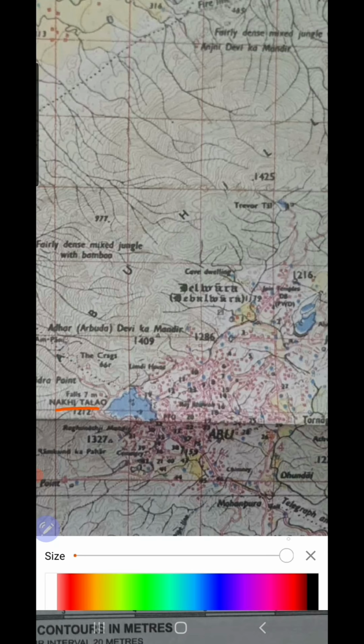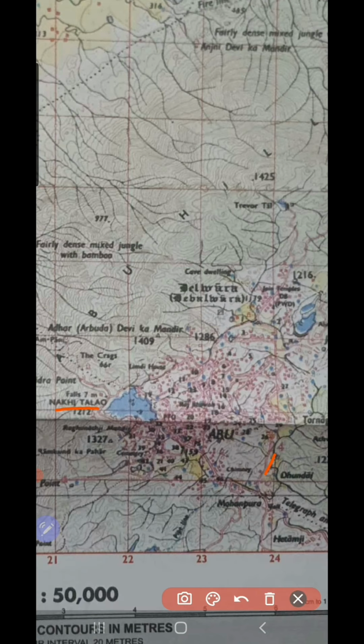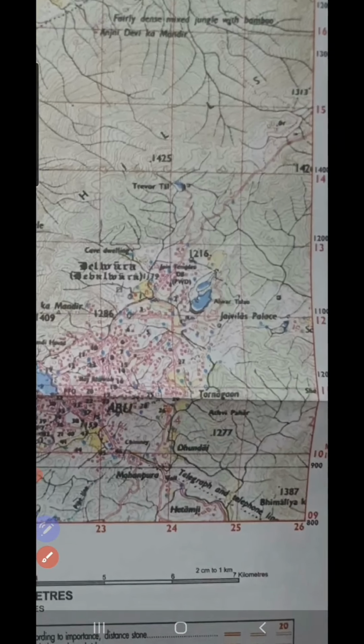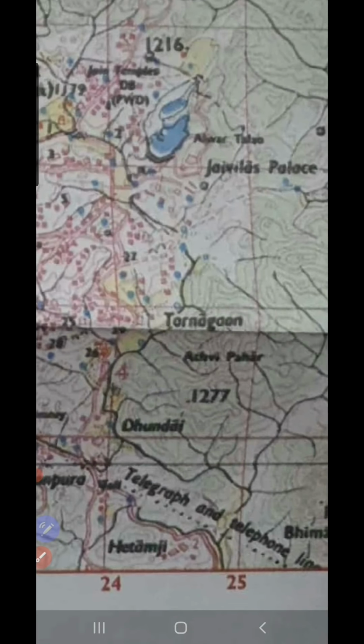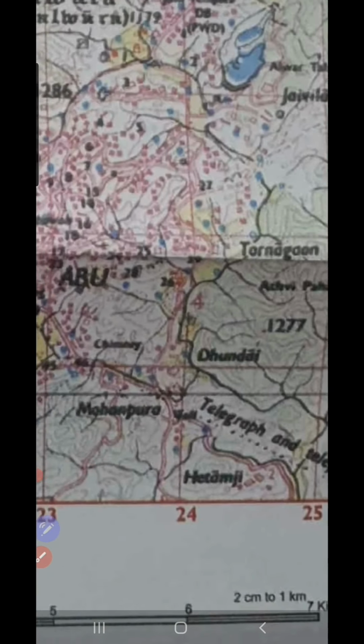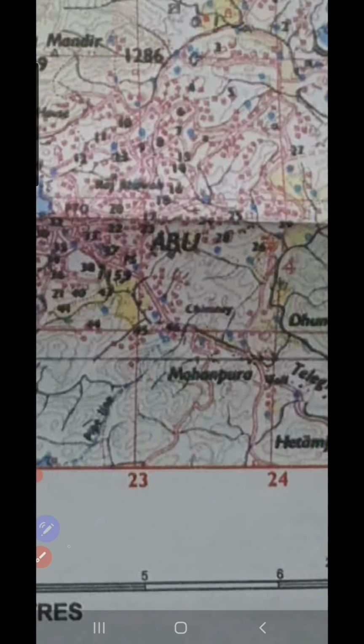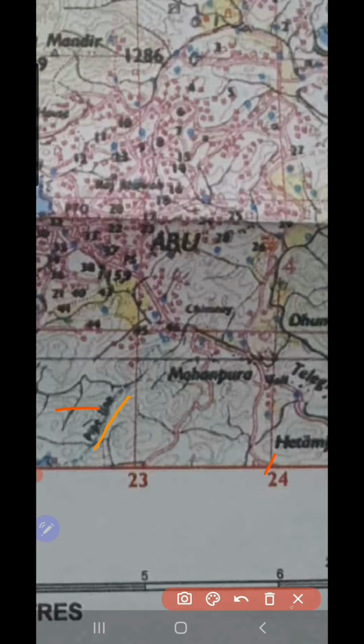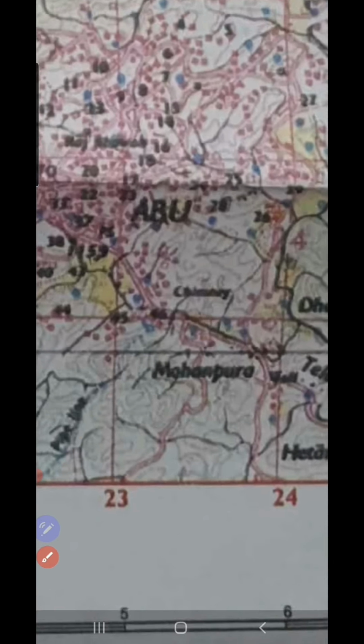Then you can also see the pipelines here. Yes, I will show you the pipeline. Yes, here. Okay, one pipeline is there. It is written there, pipeline. Clear? Yes, this is the pipeline. So that means water is supplied through the pipeline. Now the telegraph line is also shown very clearly in this.